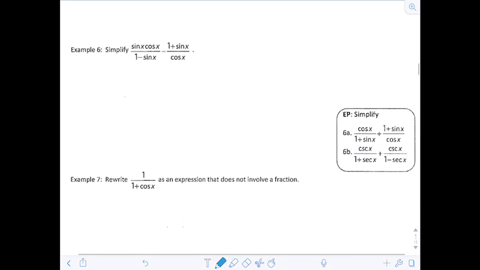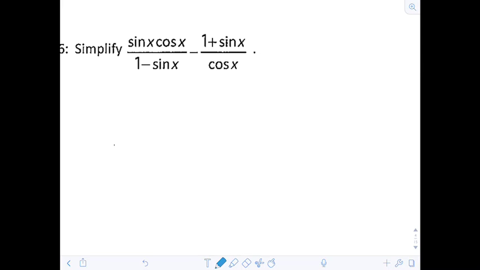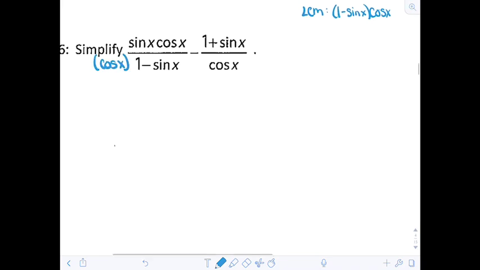All right, let's do a couple more. We're going to simplify the sine of x cosine of x over 1 minus sine of x, minus 1 plus the sine of x over cosine of x. So this looks kind of tough. We've got lots of things going on, but essentially at the end of the day, this is two fractions being subtracted. And when you have that, you need a common denominator. So I'm going to take one of each factor. My common denominator, my least common multiple, is going to be 1 minus sine of x and cosine of x. So I'm going to make sure that I have each of those in the denominator. So 1 minus sine of x over here, I'm missing a cosine of x.